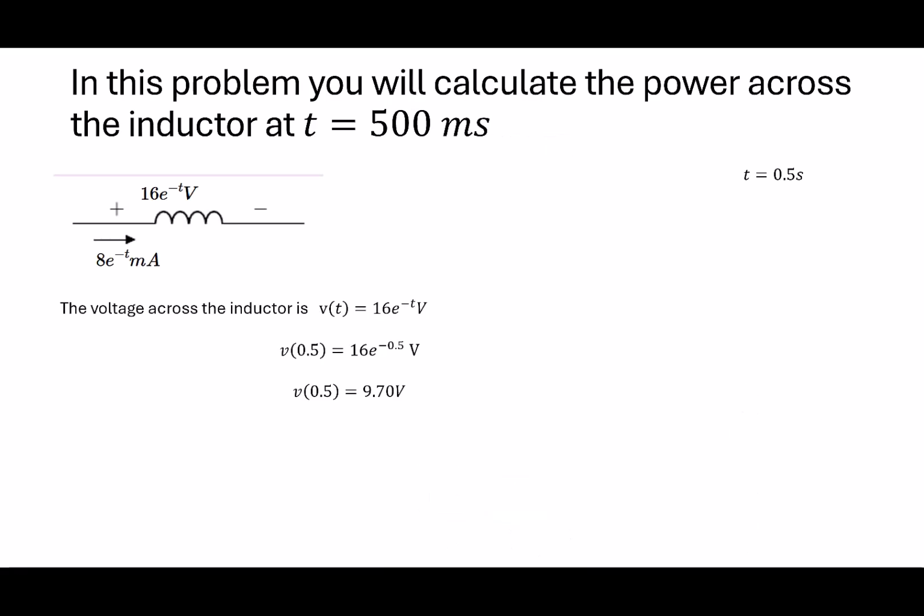Now that we know our current and our voltage, we're ready to figure out the power. To calculate the power across the inductor, we're just going to multiply the two values we just found, the current and the voltage. We want our answer in milliwatts, which is what we get when we multiply a milliamp times a volt. 4.85 times 9.70 gives us 47.05 milliwatts as our final solution.